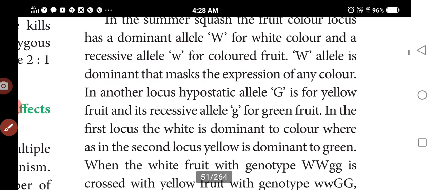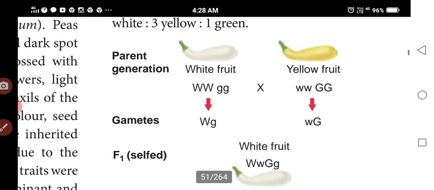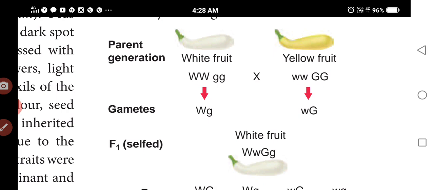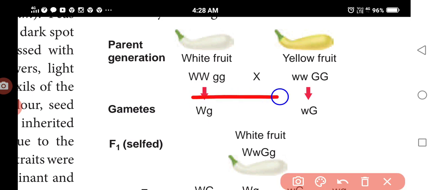The best example to take is summer squash. So these are the parent genes. You already know the parent combinations: capital W capital W, small g small g, and small w small w, capital G capital G. What is the meaning? One gene masks the other non-allelic gene. Which one is epistatic and which one is hypostatic, you know that.